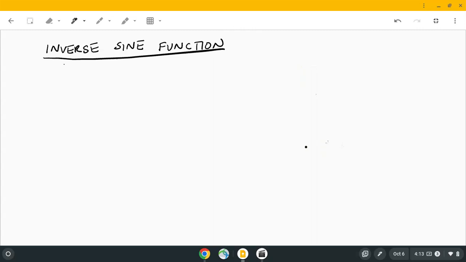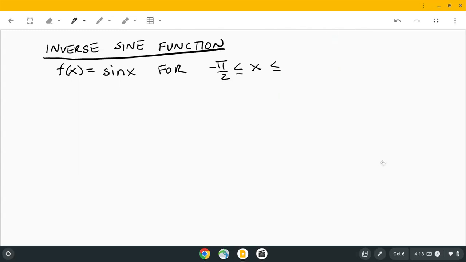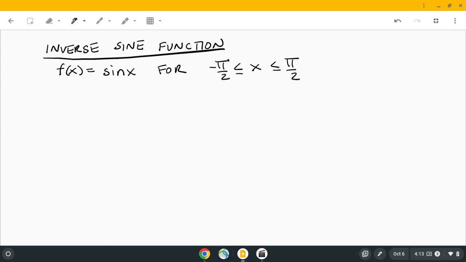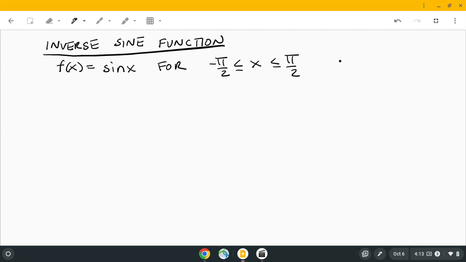Okay, so f of x equals sine x for x between negative pi over 2 and pi over 2. This is very important: you really need to understand that it's being restricted between these two numbers over here. What this is saying is that the domain of this function is going to be from negative pi over 2 to pi over 2.